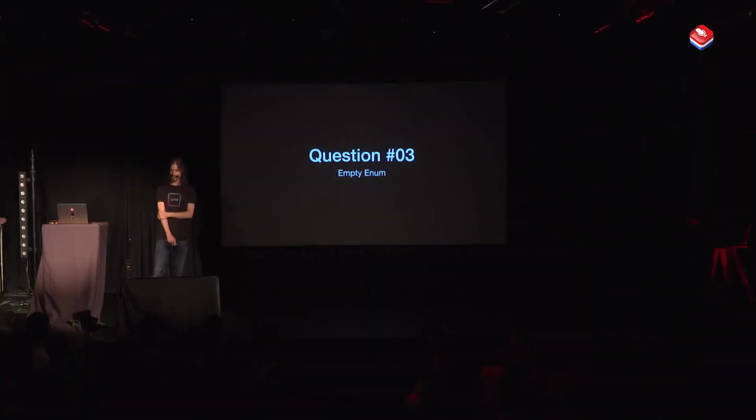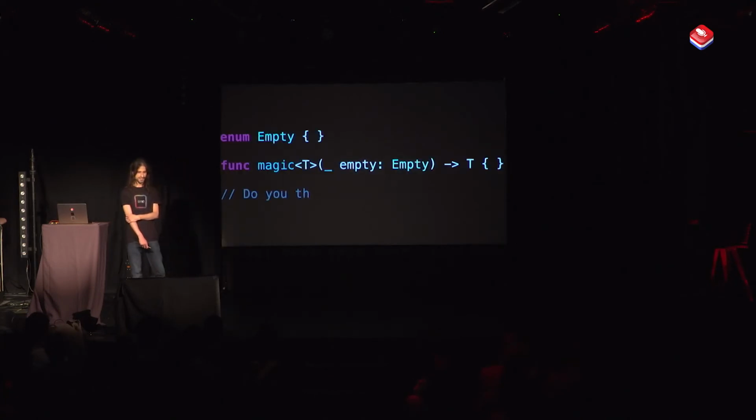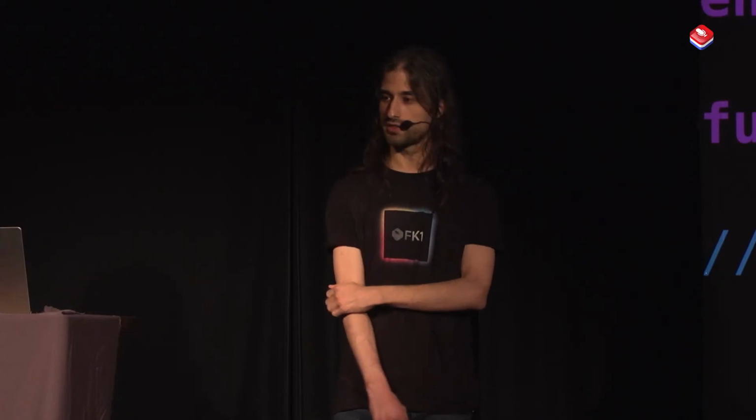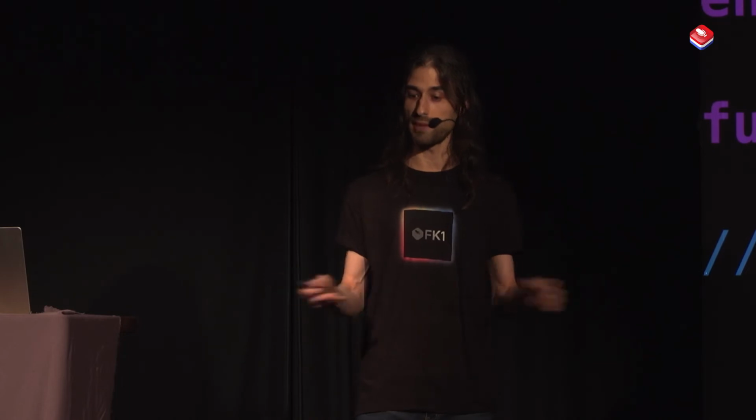And now we move on to the third and final question, which is about empty enums. So let's once again have a look at a very weird piece of code. I'm defining an enum that is empty, so there are no cases in that enum. And then I define a generic function called magic, which takes an argument of type Empty and returns a value of type T. And the empty implementation is here on purpose. It's not missing. It's not abbreviated.